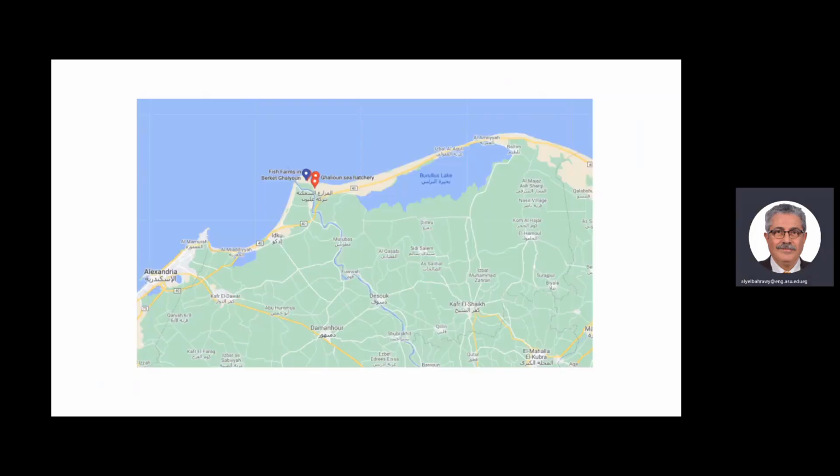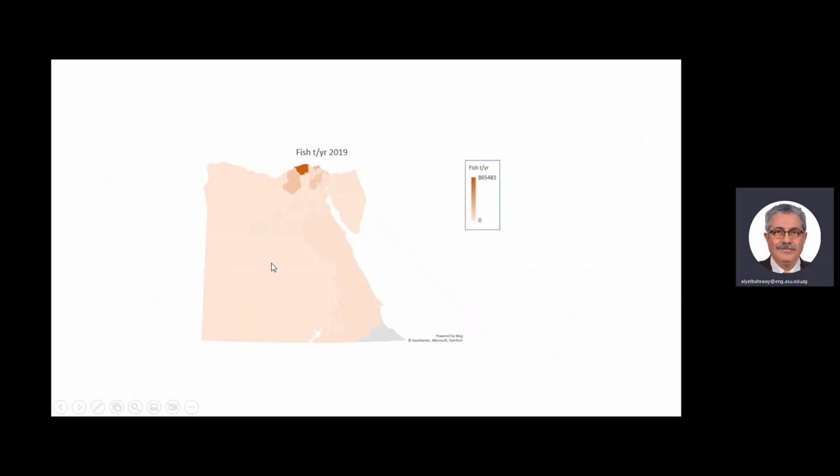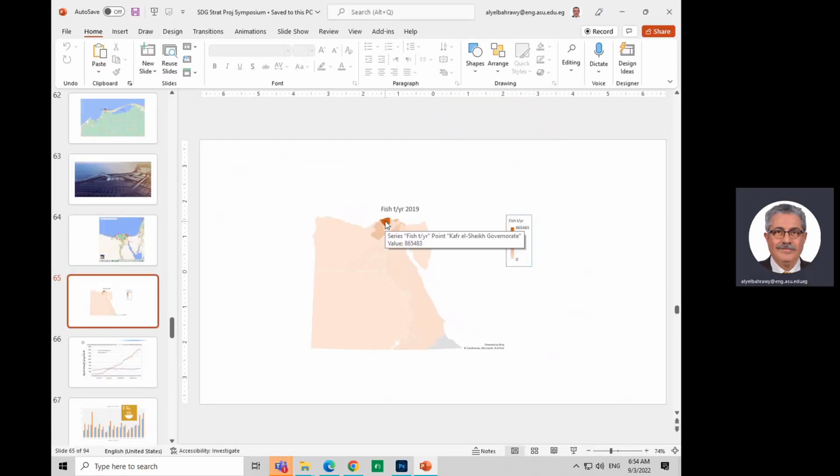Here is the map of Ghalioun Fish Farm in the Kafr Sheikh Governorate. As you can see, it's located in Birket Ghalioun. This is a photograph of the fish farm. And I want to mention that in Egypt there are a lot of fish farms. Most of them are owned by the private sector. And here is a map that shows where fish farming is taking place. I will use my mouse to point. Here in Kafr Sheikh, they have the highest value of production. This is data of 2019, which is 865,000 tons per year.